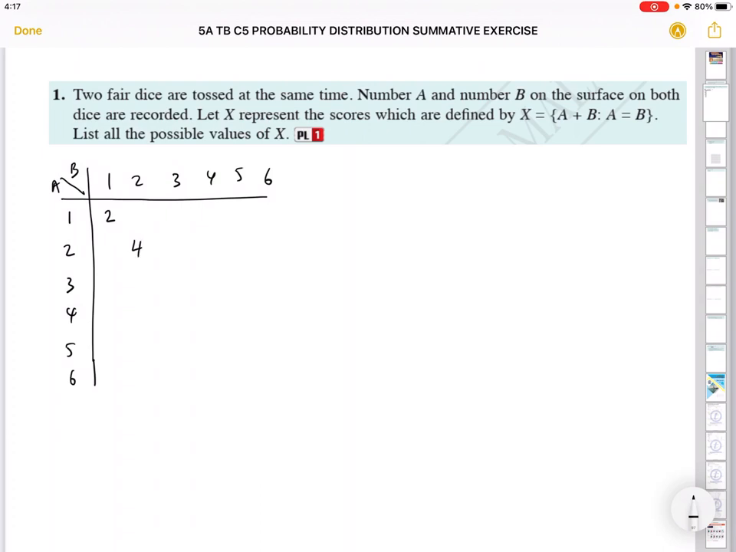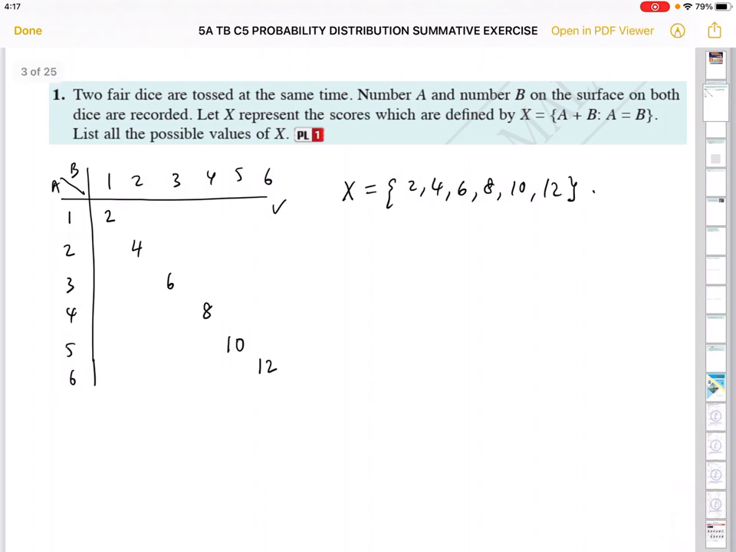3 and 3, the sum will be 6. 4 and 4, the sum will be 8. 5 and 5, the sum is 10. 6 and 6, the sum is 12. So X is actually a discrete random variable representing the sum. So your X in this case will be 2, 4, 6, 8, 10, or 12. I just thought it's better I list out so you can understand how this works, but it's not necessary to draw this table here.